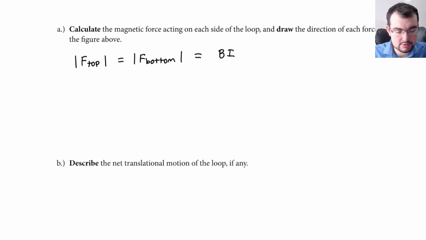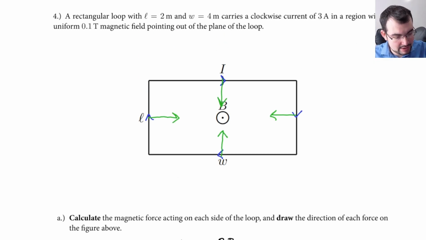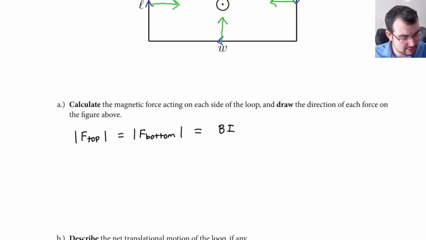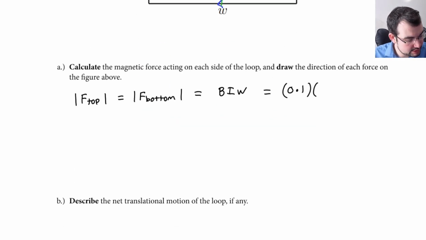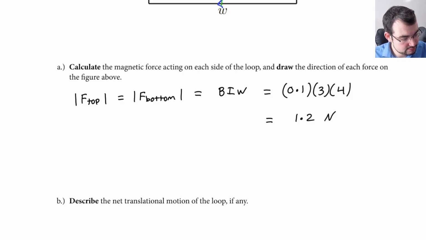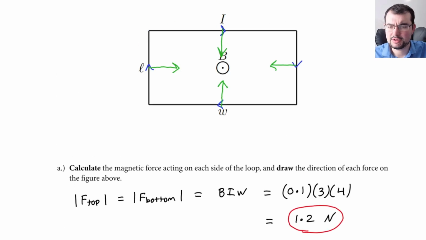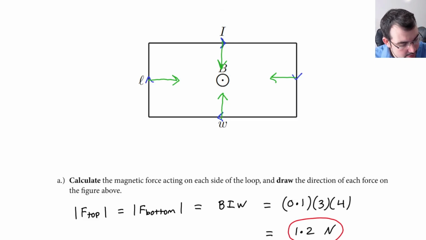But what length do we use? Well, it says length is L, that's 2 meters, and the width is 4 meters down there. So BIW, which is B times I, which is 3, times 4, so we get 12, and then the 0.1 makes that 1.2 newtons. So 1.2 newtons up and down on the top and bottom sides of the loop. Interesting. Got some nice symmetry there. Cancel, cancel.